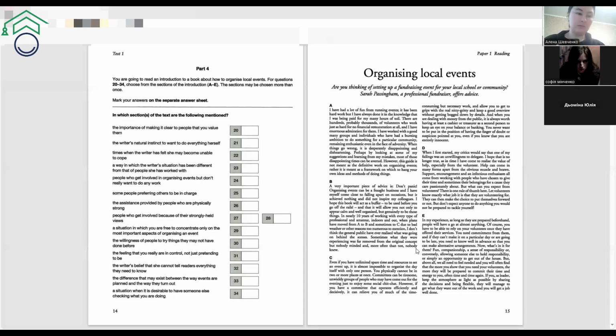So at the end of the paragraph, there is this part starting with "and being flexible." Here it is. And being flexible, they will manage to get what they want of the work, and you will get a job well done. Yeah, right, sure.